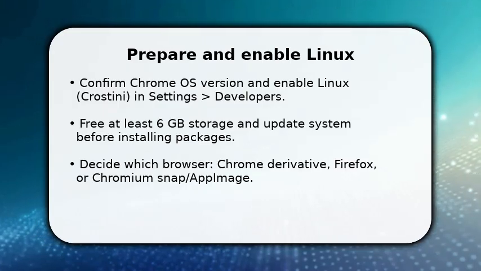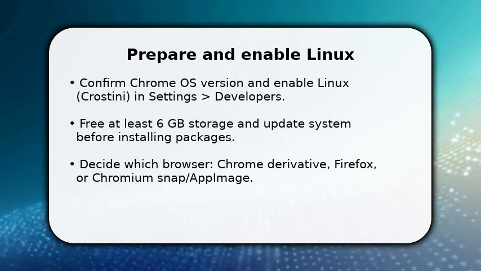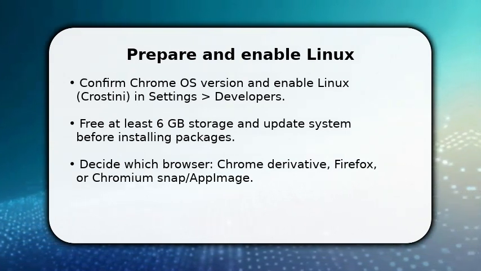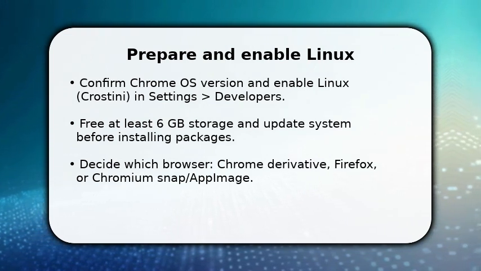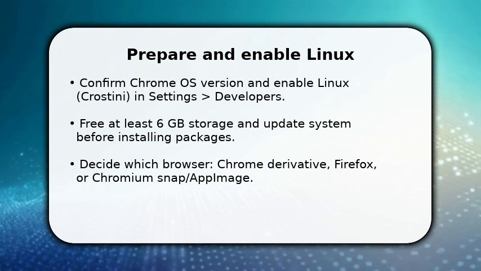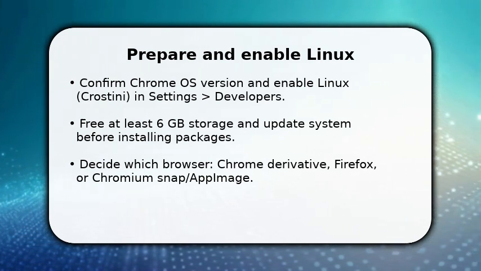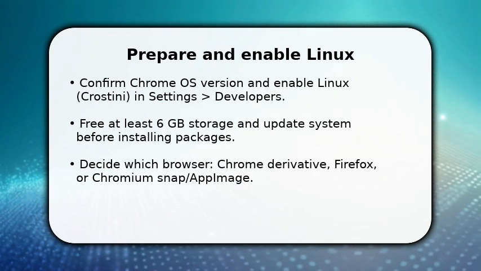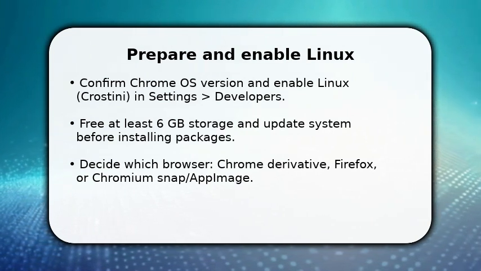You'll start by enabling Linux on your Chromebook because it gives you full control to install alternative browsers. Open Settings, go to Developers, and turn on Linux. This creates a container. Once done, update the container with sudo apt update and sudo apt upgrade so libraries match. Make sure you have about 6 GB free, otherwise the install will fail.